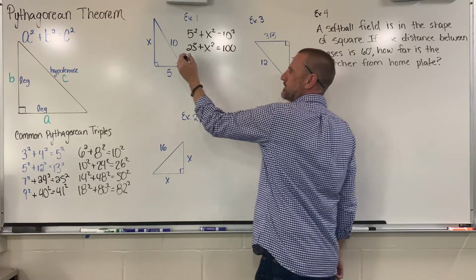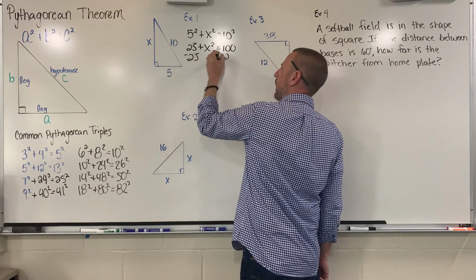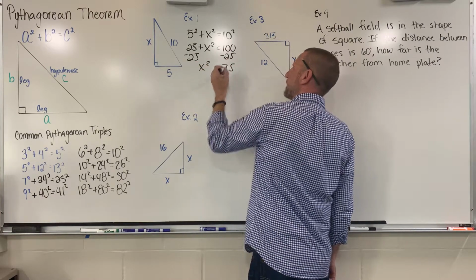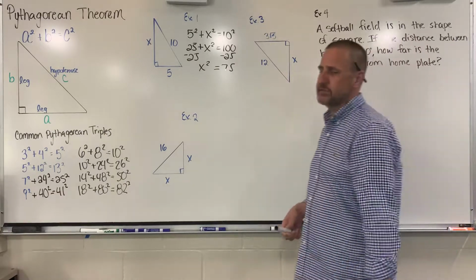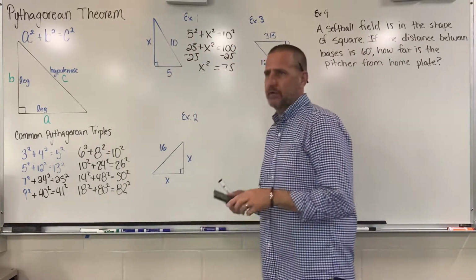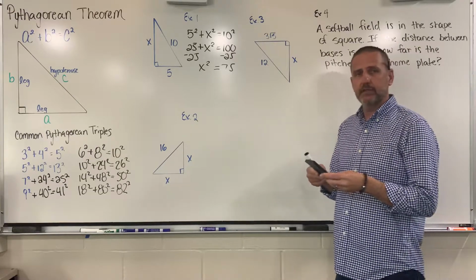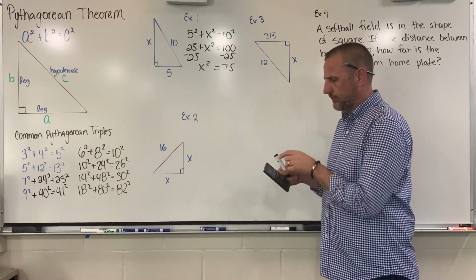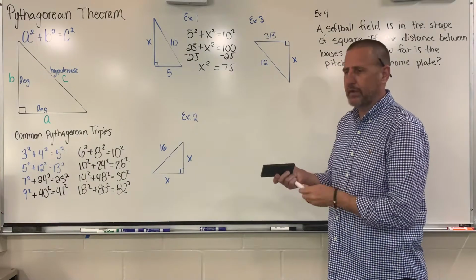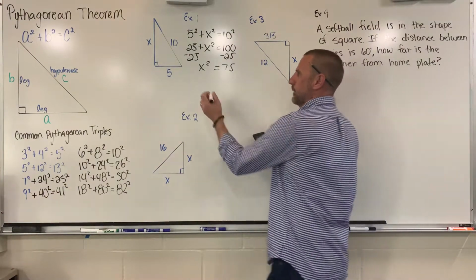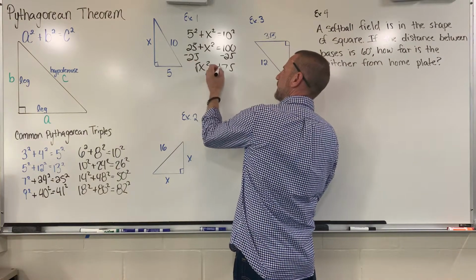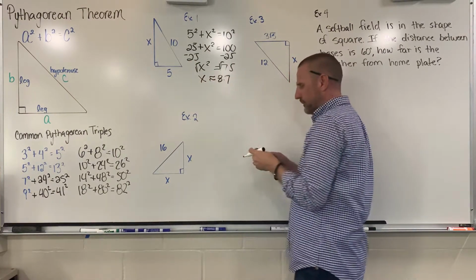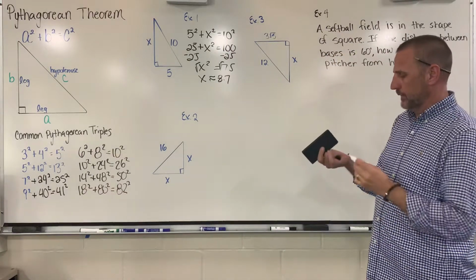Trying to get x by itself, I'd subtract 25 from both sides. So I get x squared is equal to 75. Well, clearly 75 is not the side of the triangle. We have to take the square root. If we take the square root on our calculator and round to the nearest tenth, I have 8.66, so x is approximately 8.7 using the square root.